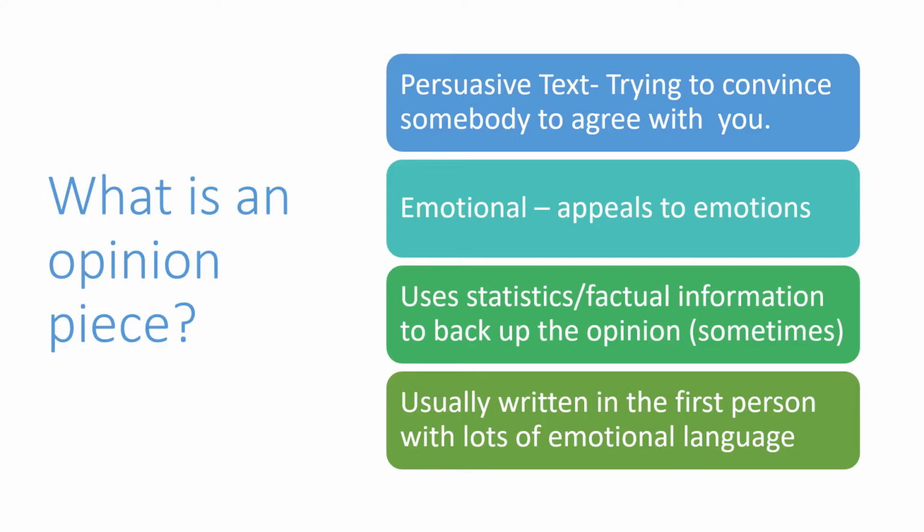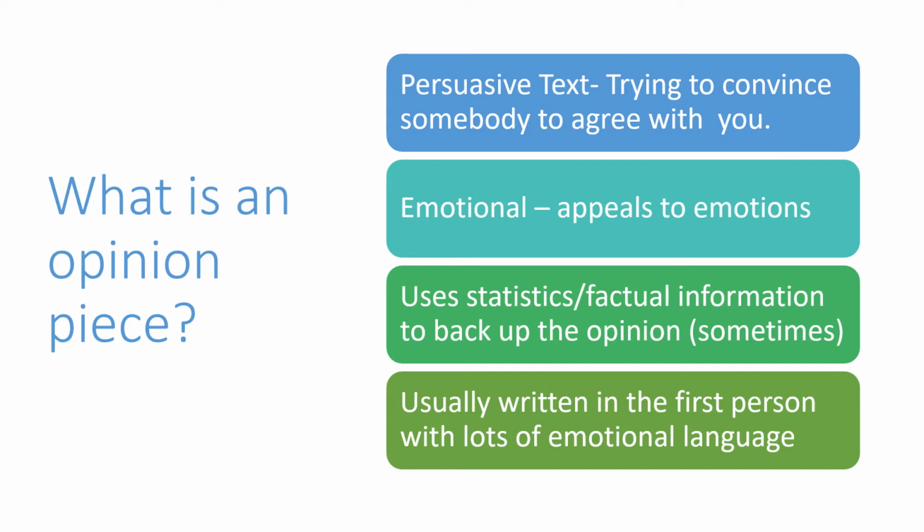So what is an opinion piece? Well, it's a persuasive text. When you write an opinion piece, you're trying to convince the reader to agree with your opinion. So because of that, you use very emotional language, lots of adjectives, because you want to appeal to people's emotions. You want to make them angry, or you want them to sympathise, or you want them to feel very strongly about your opinion.